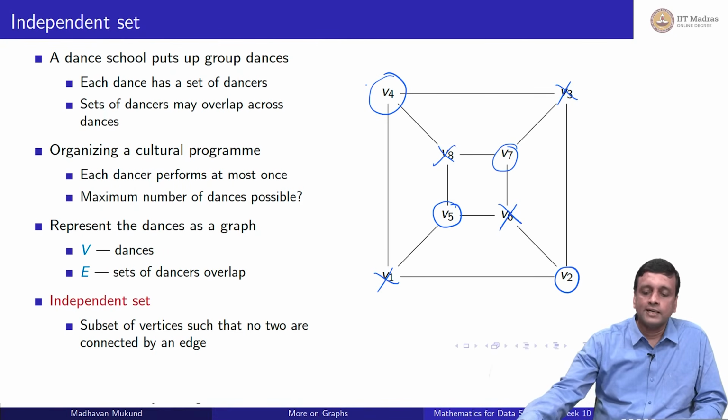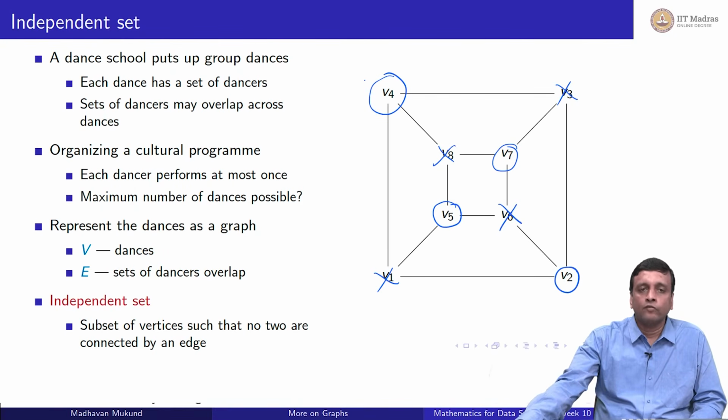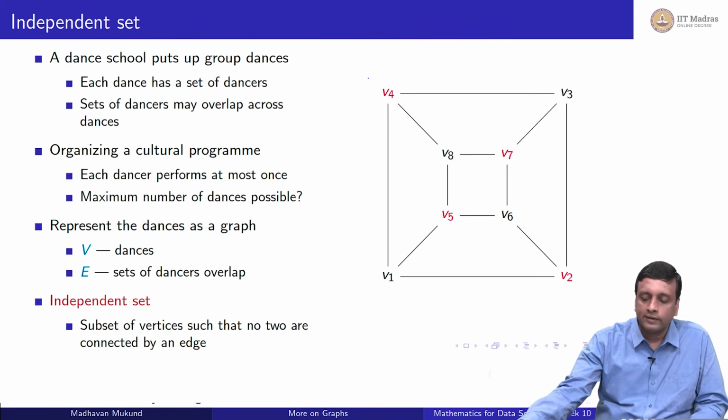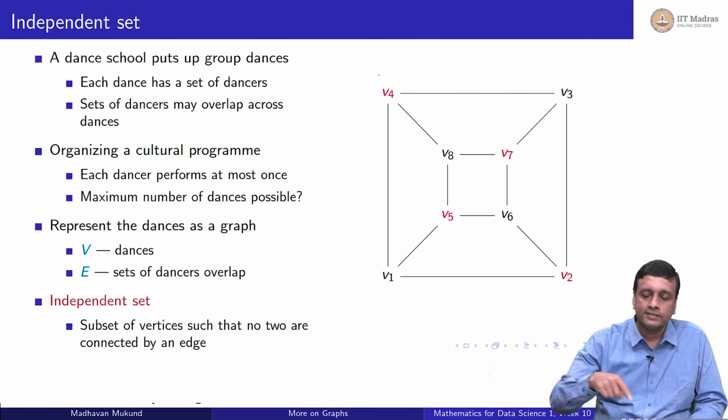So in this particular scenario, I could choose 4 of these vertices such that there is no edge between any of them. This is what is called an independent set. One independent set here is V2, V5, V7, V4. Of course, there is a symmetric independent set. I can treat the black vertices also as an independent set, and so on.